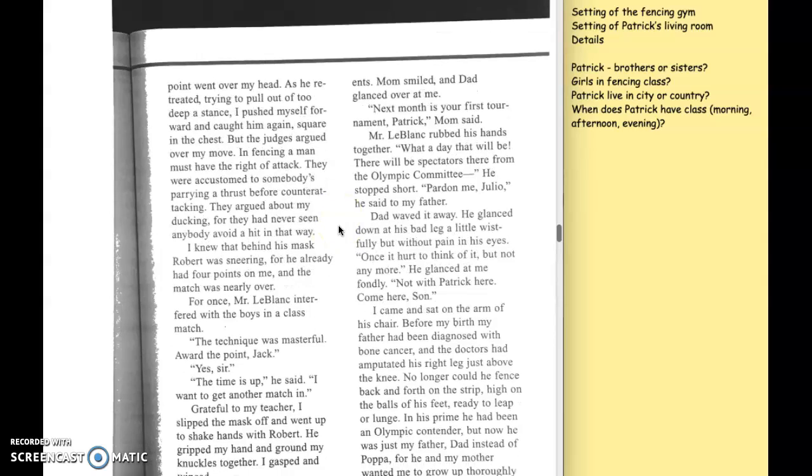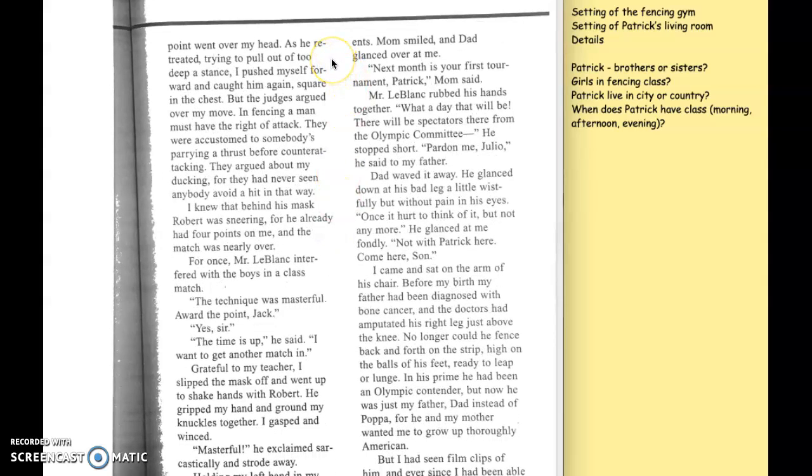As he retreated, I went back, trying to pull out of too deep a stance. I pushed myself forward and caught him again, square in the chest. But the judges argued over my move. In fencing, a man must have the right of attack. They were accustomed to somebody's parrying a thrust or blocking a thrust before counterattacking. They argued about my ducking, for they had never seen anybody avoid a hit in that way. I knew that behind his mask Robert was sneering, for he already had 4 points on me, and the match was nearly over.